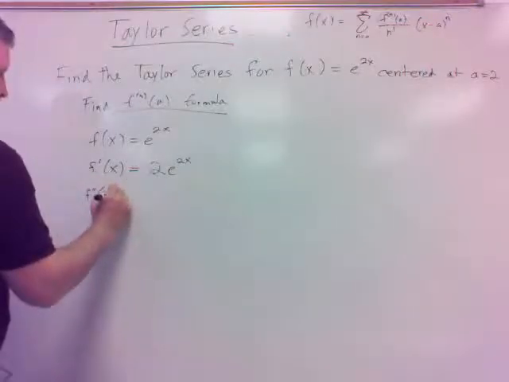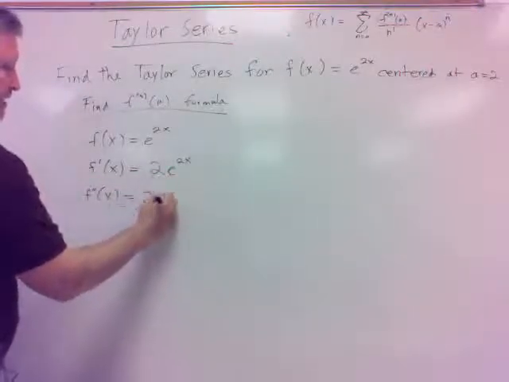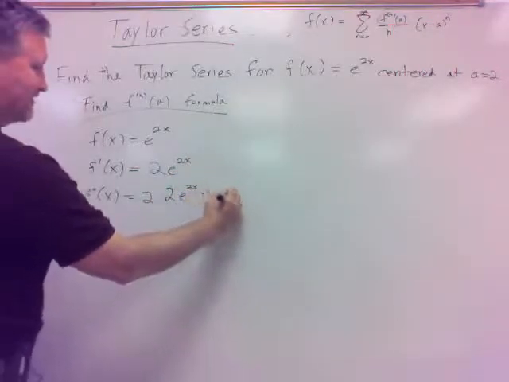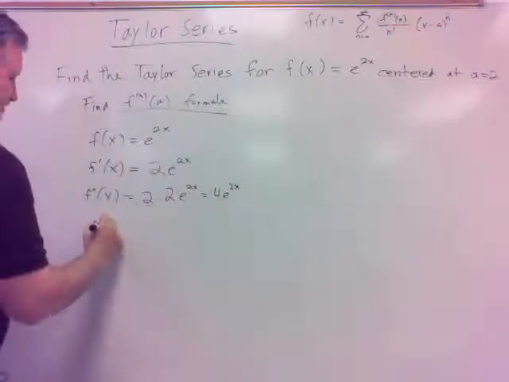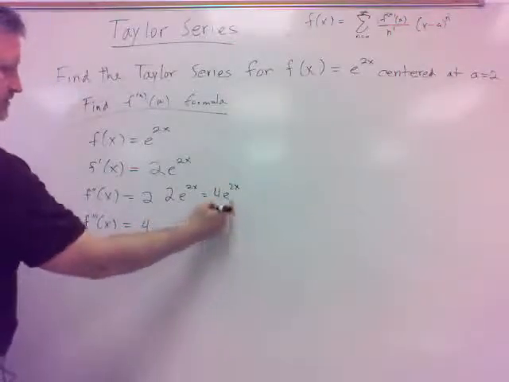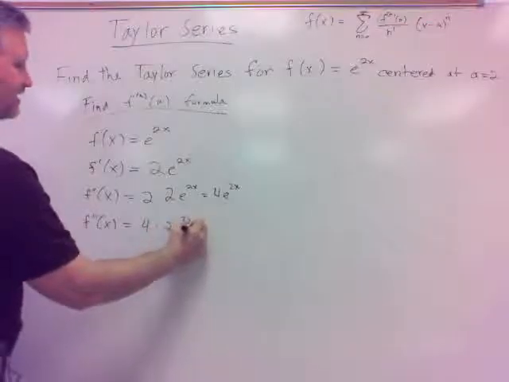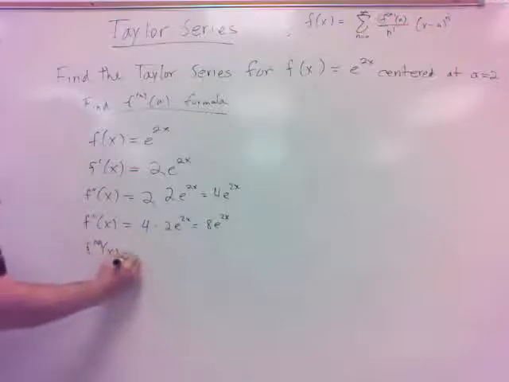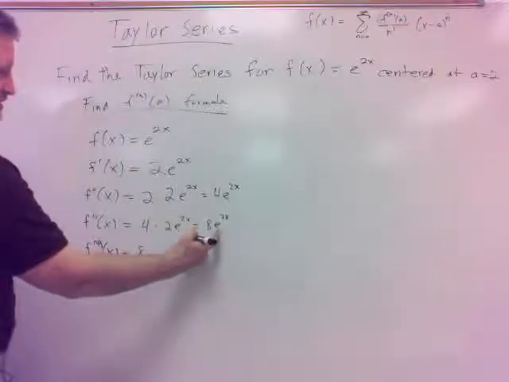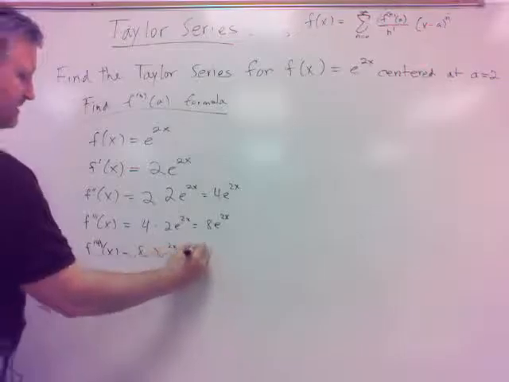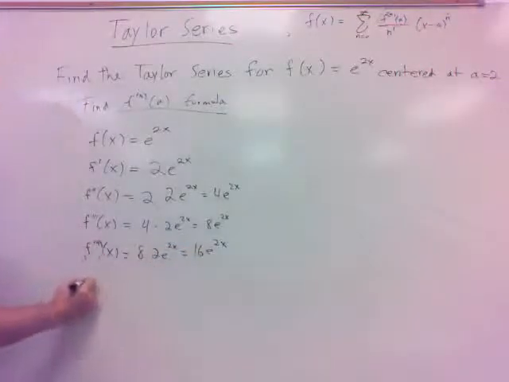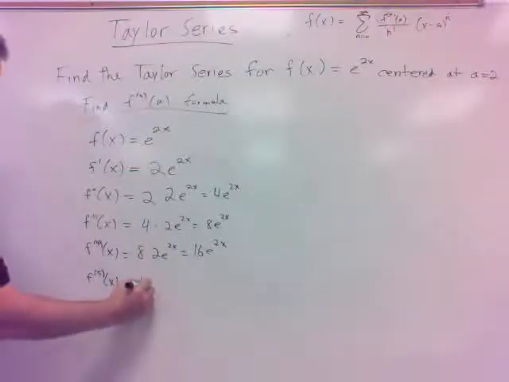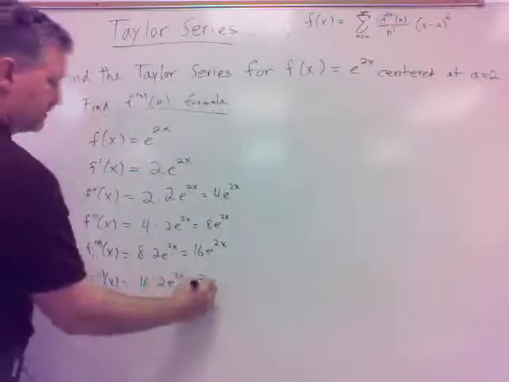Second derivative: I've got 2, and then the derivative of e to the 2x, which is 2e to the 2x, so that's 4e to the 2x. Third derivative: 4 times the derivative of e to the 2x, which is 2e to the 2x again, so that's 8e to the 2x. I think I see a pattern here. What's the fourth derivative? 8 times 2e to the 2x, so that's 16e to the 2x. And the fifth derivative is 16 times 2e to the 2x, which is 32e to the 2x.